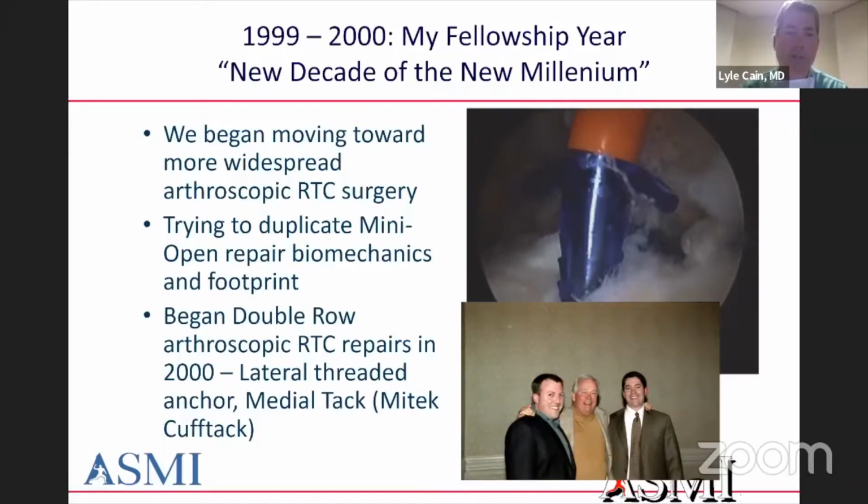And so we tried to duplicate our mini open repair, and we started doing a double row rotator cuff repair arthroscopically in 2000, which was pretty advanced at the time, but we didn't have great implants. What we would do is we would take a lateral threaded anchor, and we would do a simple stitch to repair the rotator cuff laterally. And then we blindly used this Mytech, what's called a cuff tack. It was a PLLA tack that was purple, and you'd put a guide wire in, rim a little hole, and then tack this thing down.